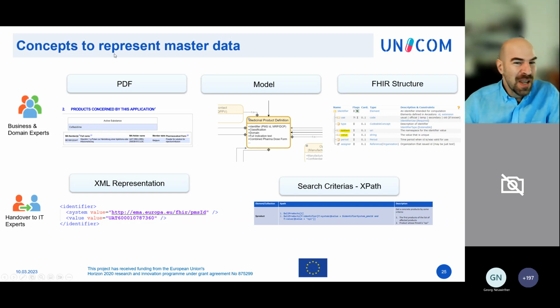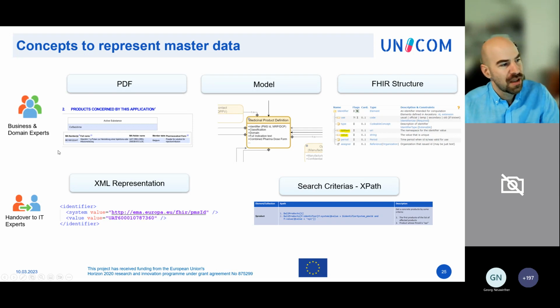So the way we do this and the way we represent master data is starting off with the PDF, because the PDF is the thing that you know. Now, this is targeted to the business and the domain experts. So there are 3 ways that the business can understand data and how it is represented. And then there are 2 ways for IT experts that data is represented that we will focus on today.